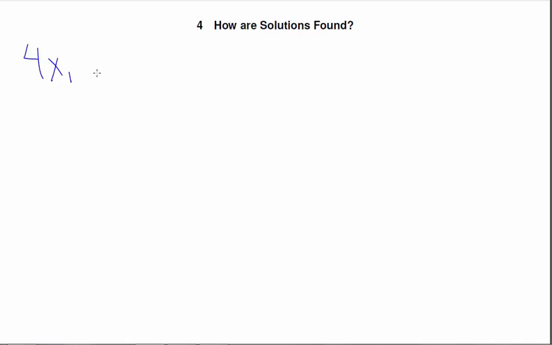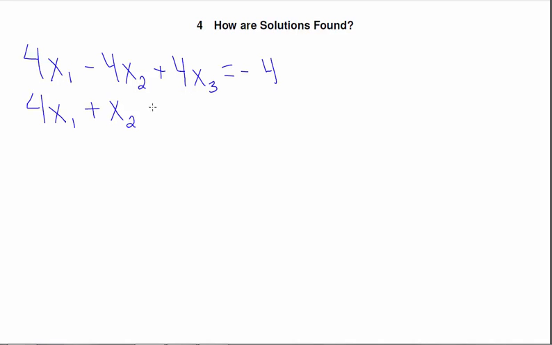4x1 minus 4x2 plus 4x3 is equal to negative 4. 4x1 plus x2 minus 2x3 is equal to 5.